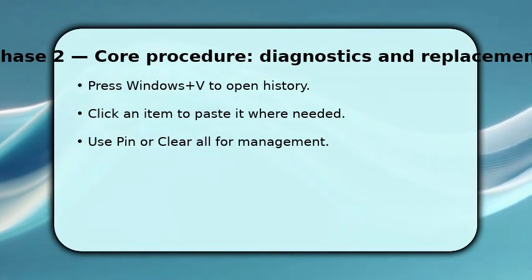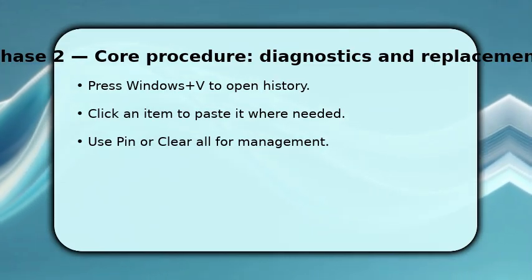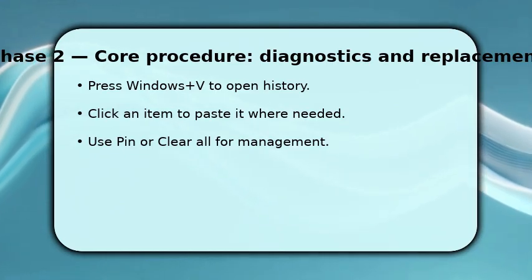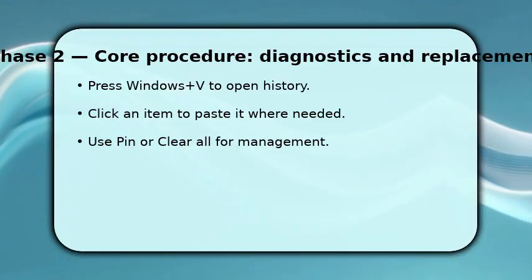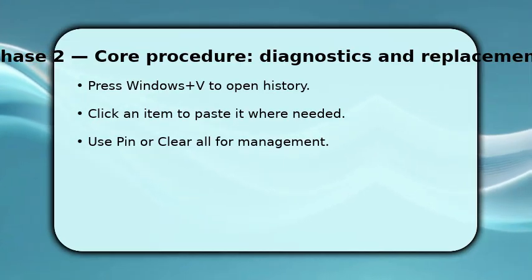Press Windows+V to open the Clipboard pane, which lists recent items in chronological order. Click any item to paste it into your active app. You can also drag and drop some items into documents. Use the pin icon to preserve frequently used snippets and clear all to remove everything when cleaning up.